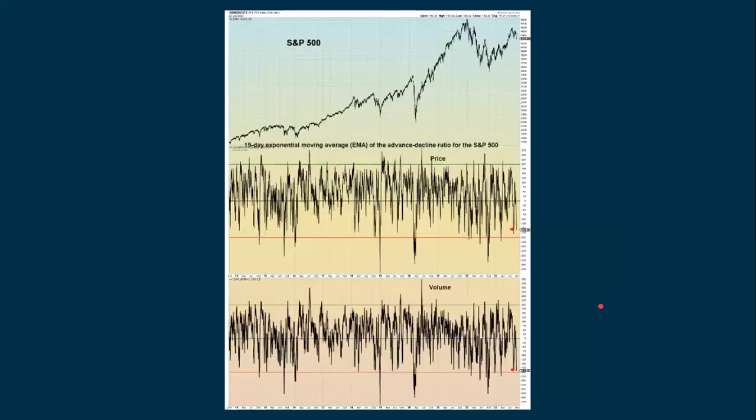Then we look at the 19-day exponential moving average of the advance decline ratio. We do this based on price and volume. When we're below zero and declining, that's negative, and we're doing that right now based on price and volume. We can also use these like oscillators. If we get to some extreme negative readings, that may help to mark a bottom.